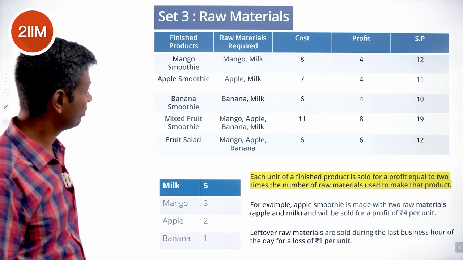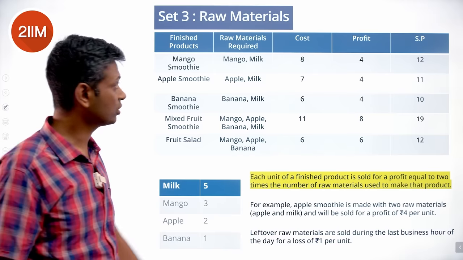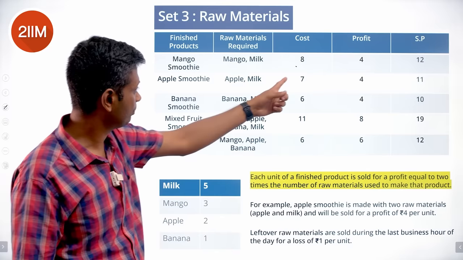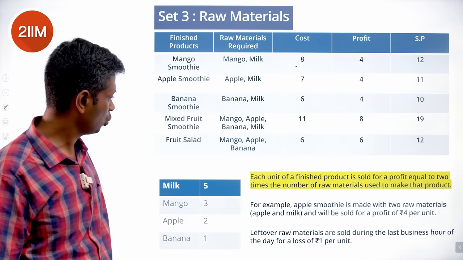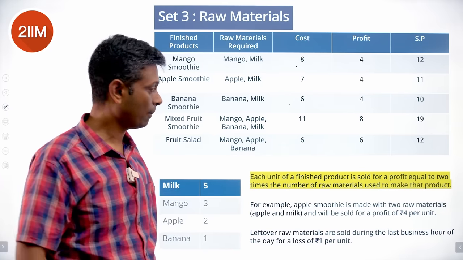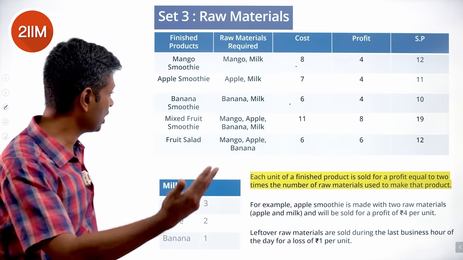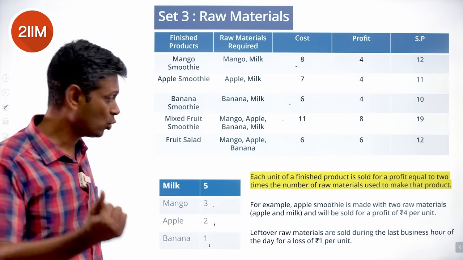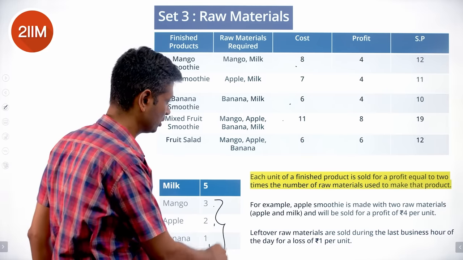So milk and mango are 5 and 3 each. So cost is 5 plus 3, 8. Milk and apple are 5 and 2 each, 7. Milk and banana are 5 and 1, adds up to 6. Apple, mango, banana and milk put together, 5 plus 3 plus 2 plus 1, 11. Mango, apple, banana, 3 plus 2 plus 1, 6.